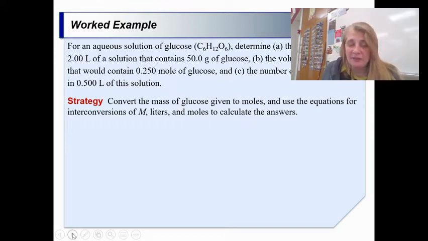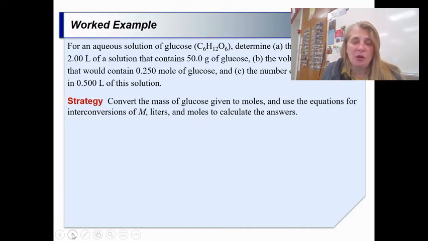About the wording. This tells us that we already have the solution, so we can put that right on the bottom. It's in liters, just like we need it to be, so that's fine. On the top, however, goes the solute, and that's the glucose, which is in grams. We need to change grams to moles. We do that the same way we've always changed grams to moles, using the molar mass.